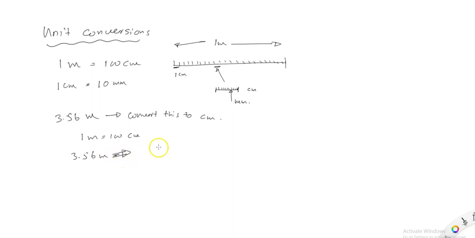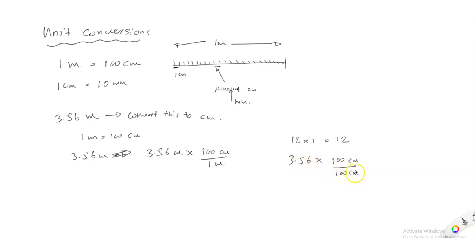So 3.56 meters is equal to 3.56 meters multiplied by 100 centimeters divided by... okay, so what am I doing here? I'm multiplying this number by 1. When I multiply something by 1, for example 12 multiplied by 1 is still 12, nothing changes. That's the same thing I'm doing. I'm multiplying 3.56 by 100 centimeters and dividing it by 100 centimeters. So is the number changing? No, it's still 3.56.